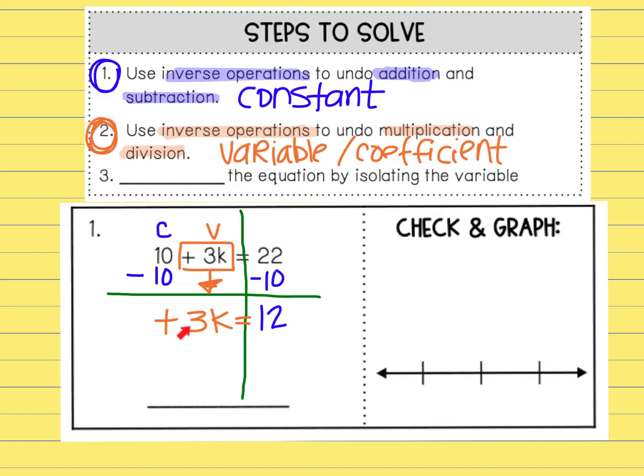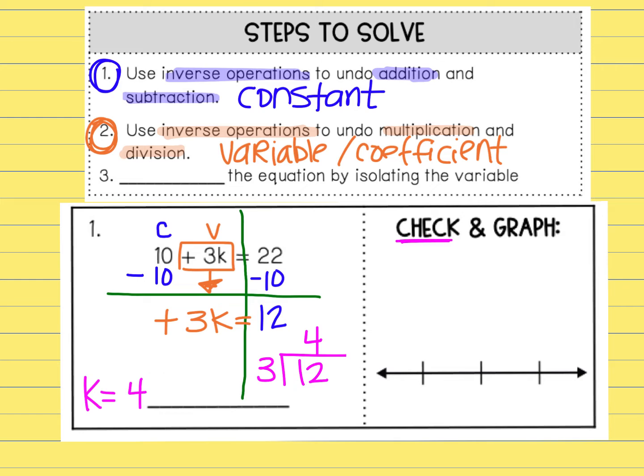So we talked about this last week. Now we're at a one-step equation. 3k just means multiply. So now I want the opposite of multiply, which is divide. So I'm going to make a dividing problem. 3 divides into 12. 3, 6, 9, 12. That makes 4 times. I'm going to say k equals 4.